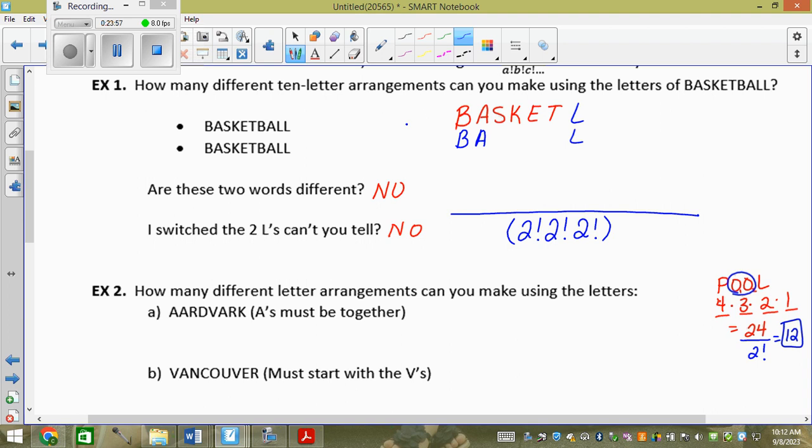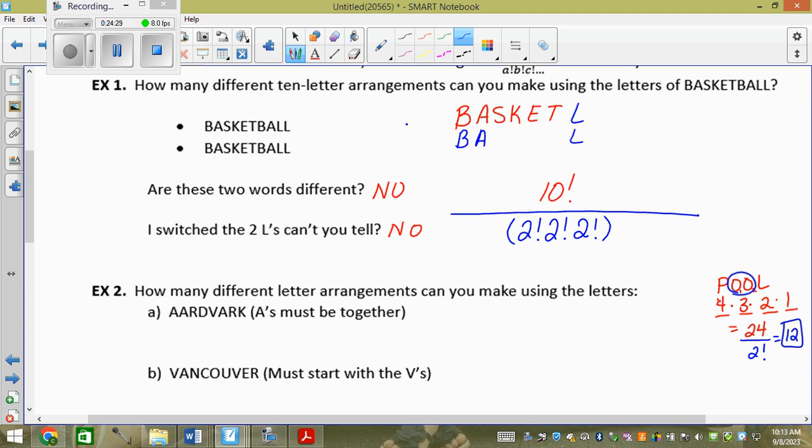Because I know what was a question I had in high school. In my brain, I didn't ask. Okay. Is there any restrictions on the top? Do I have to have the B's together or the L's together or vowels, anything like that? No. So when I have no restrictions, I can just go however many letters there are, factorial. So it's all the letters, not the different letters. How many letters are there? 10. So I would just go 10 factorial on the top.